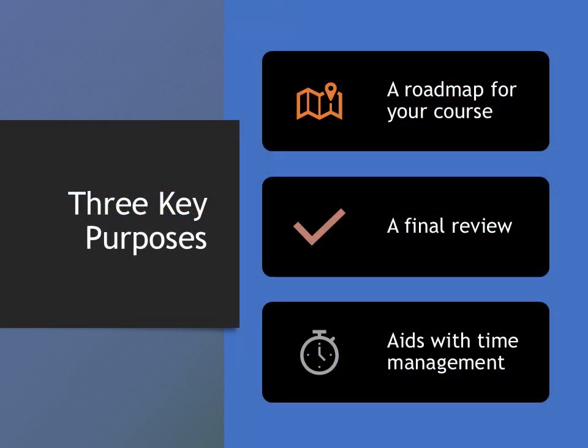The course map serves three key purposes. First, it acts as your roadmap for building your course in Blackboard. Second, it's a final review, ensuring everything is aligned and ready. Lastly, it helps with time management, allowing you to check that your course pacing is balanced for both you and your students. As you work through the map, take note of any areas that need refinement, such as overloaded weeks or inconsistent pacing. The course map will help you make sure everything aligns properly and flows from one lesson to the next.